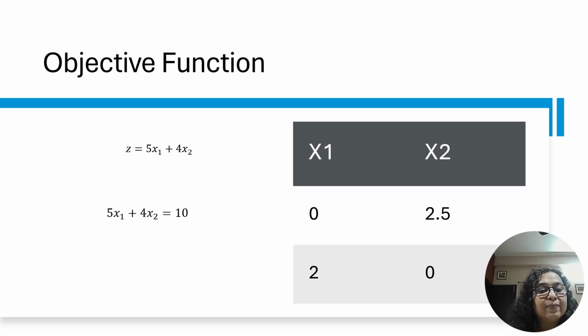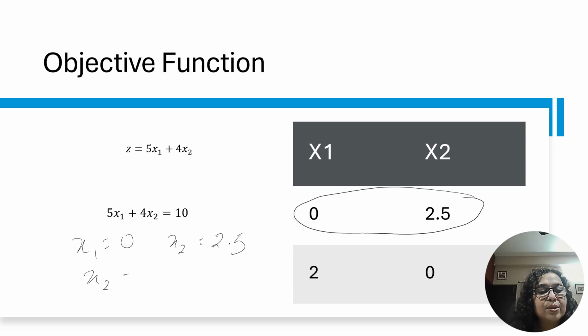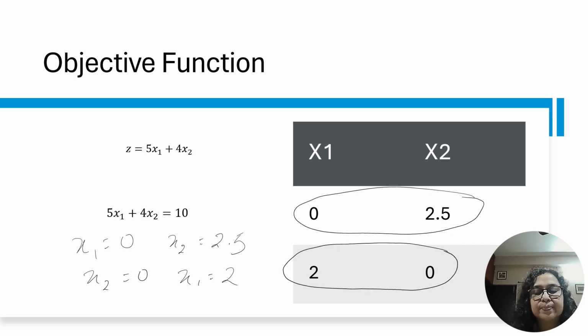Here again we do the same exercise. x1 is equal to 0, so 4x2 is equal to 10. So x2 is equal to 10 by 4, that is 2.5. And we get the first point, that is (0, 2.5). Then we set x2 is equal to 0, and we get 5x1 is equal to 10, so x1 is equal to 2. So we get (2, 0) as the other point. Right? And now let us plot it in the previous diagram.